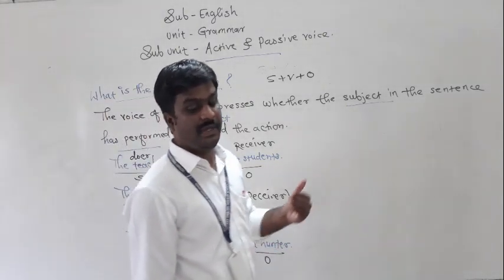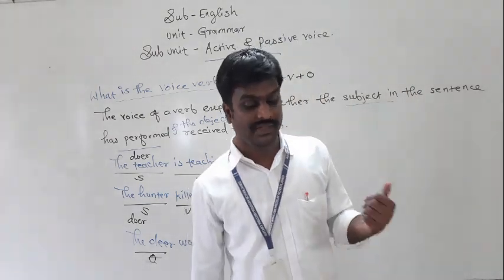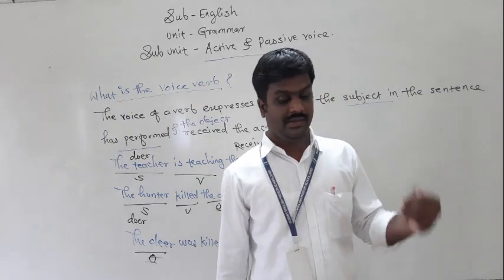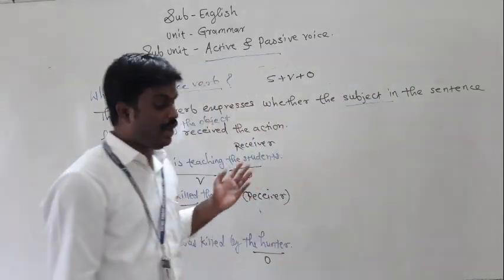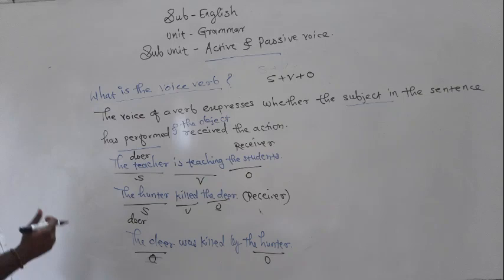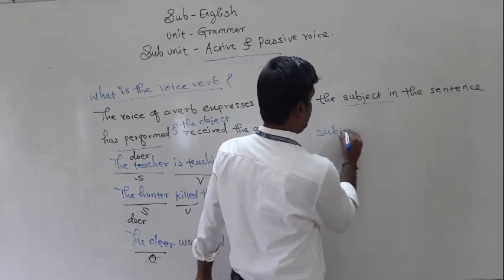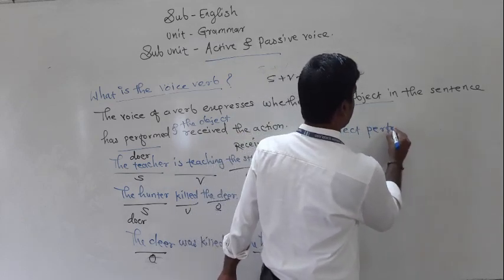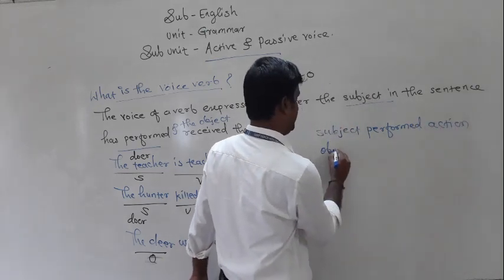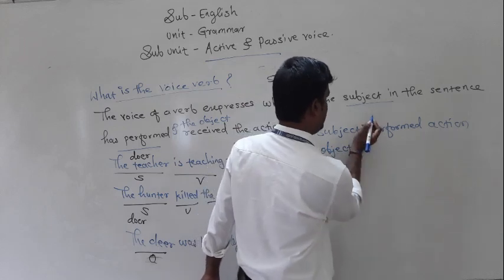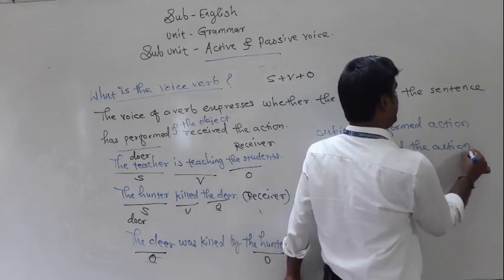Now the question is: what is meant by active voice? When the subject performs the action and the object receives that action, it is called active voice. Pay attention here: when the subject performs the action and the object receives the action, it is called active voice.